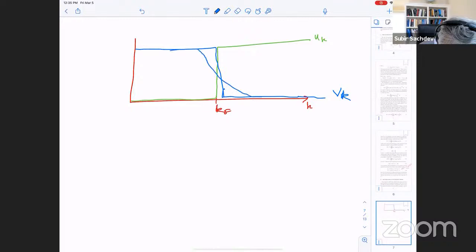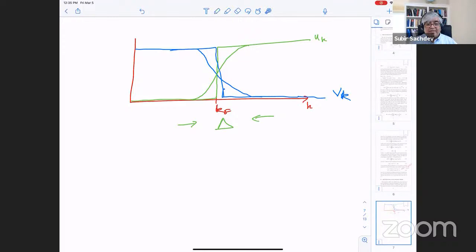And in a superconductor, UK does, of course, have to be the opposite, because UK squared plus VK squared is one. And this window here, this energy scale, is called delta, which is a small energy scale right near the Fermi surface. It's related to the pairing gap, as we're going to see, and can be measured in experiments.